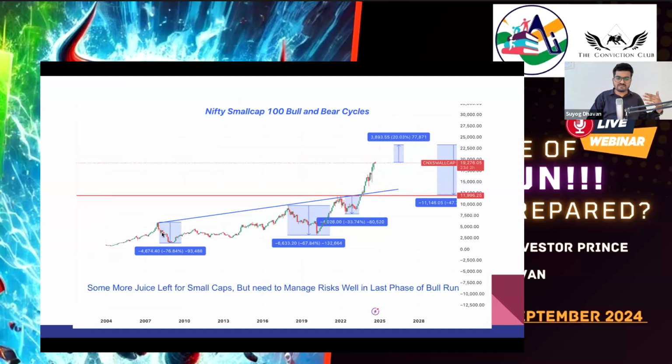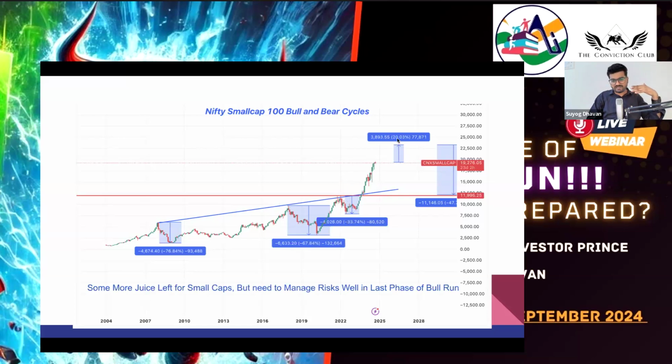Before 2008, it took 76% of the money you had made in the last 5 years. During the 2018 small cap rout, there was a 67% fall, and it took away 80% of the gains made in the past 8 to 9 years. The same happened before 2021. It took out 34% of the money you made just after the COVID rally.